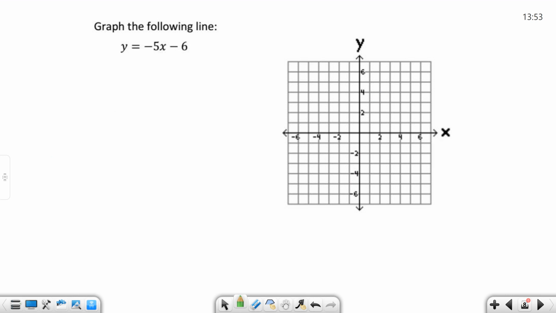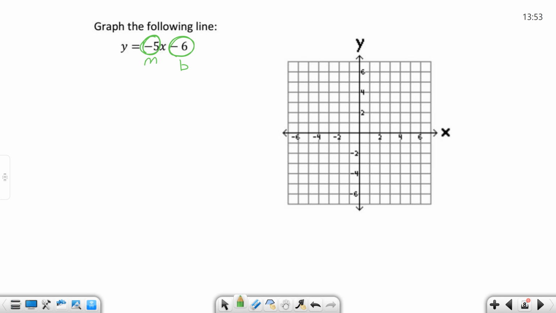So let's look at one more of these. Graph the following line. y equals negative 5x minus 6. And again, here's my m. My m is the number times x, negative 5. My b is negative 6. Okay, remember the plus or minus sign goes with the number that follows it. So that negative in front of the 5x goes with the 5. The negative sign after the x doesn't go with the x or the 5. It goes with the 6, right?